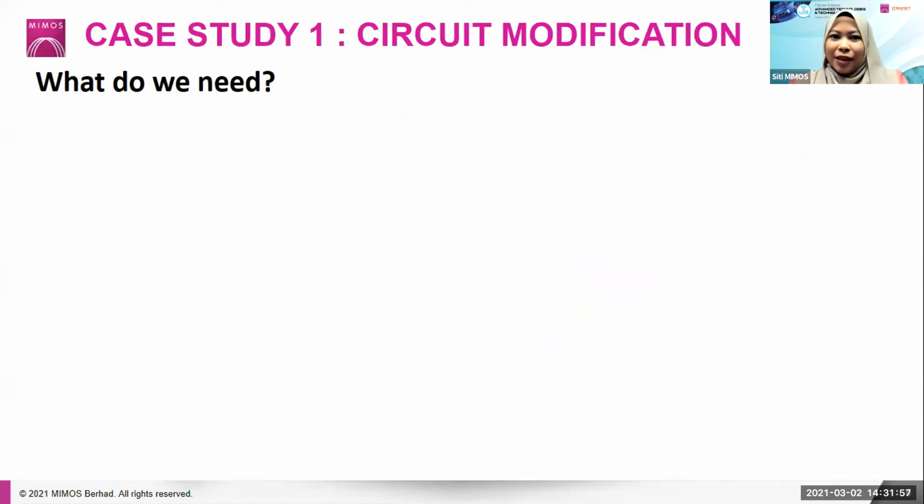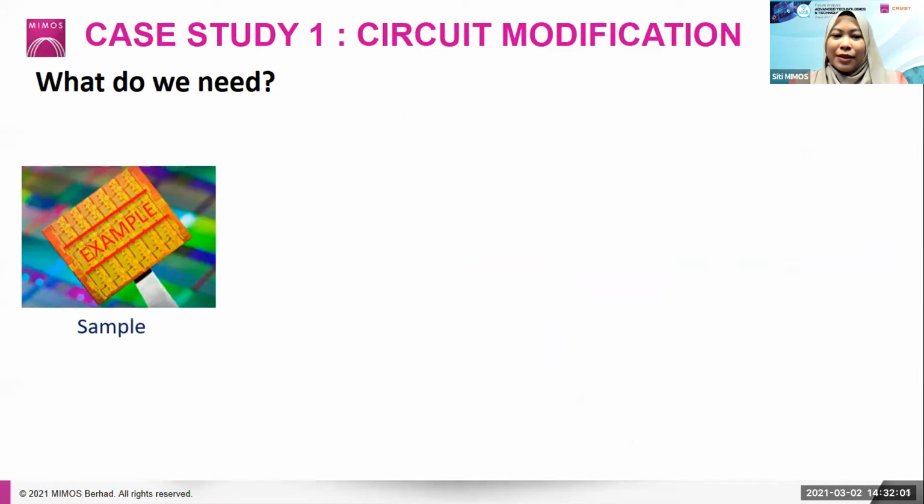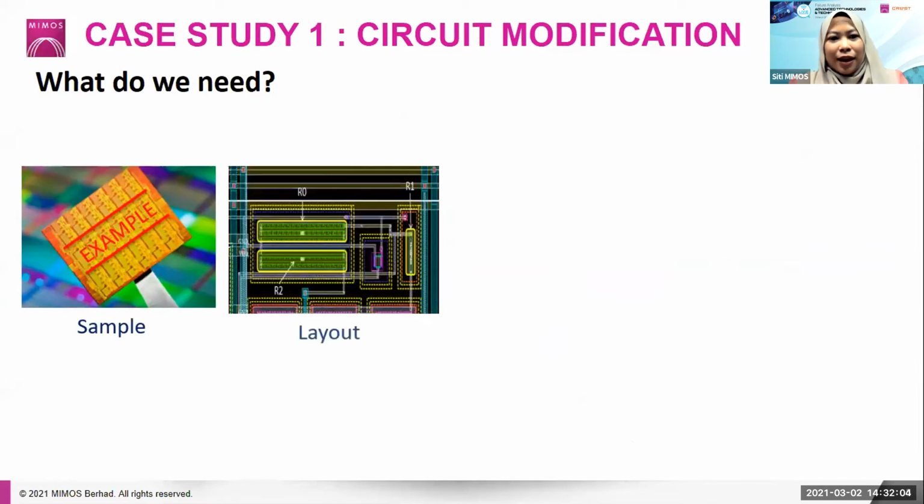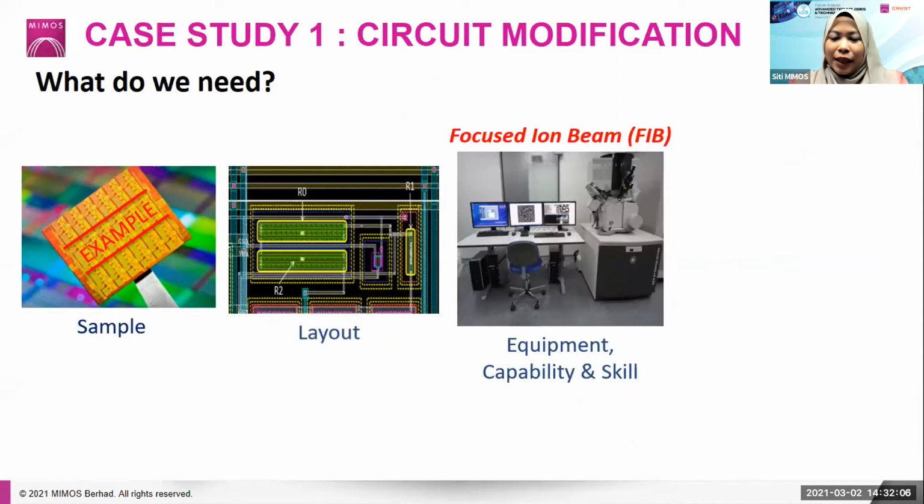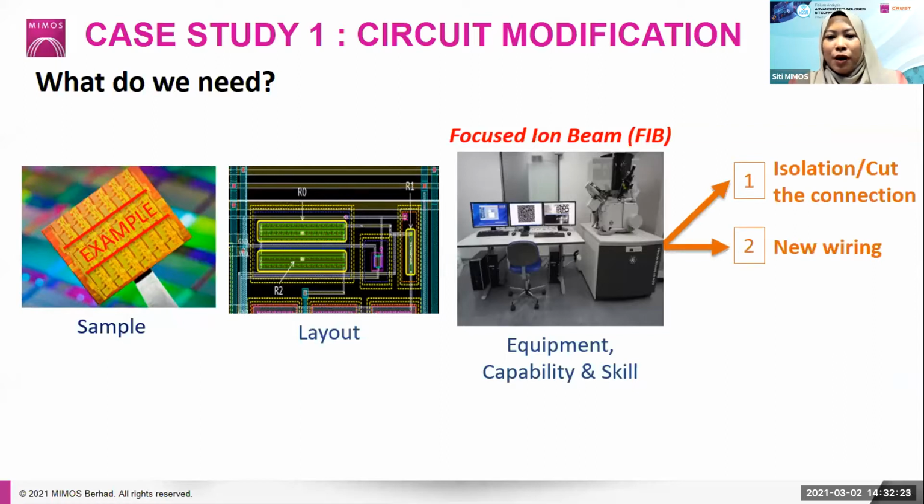Then, what do we need in order for us to do the circuit modification? For sure, we need to have the sample first, the layout, and most importantly, we must have the capability to perform this modification. And in this case, we are using focused ion beam instrument for the 3 purposes. First is to isolate or to cut the initial connection. Secondly is to make the new wiring. And third is to make the new probe pad so that the subsequent electrical measurement can be performed.